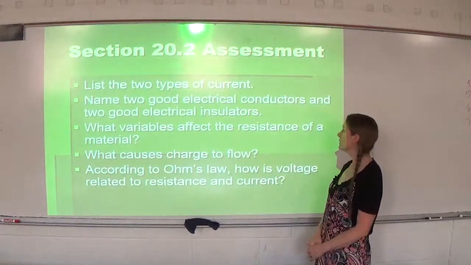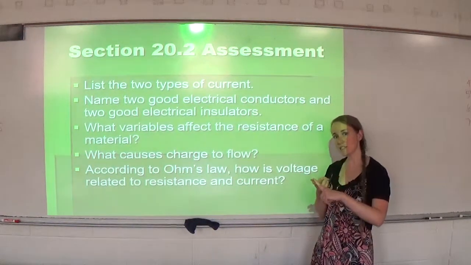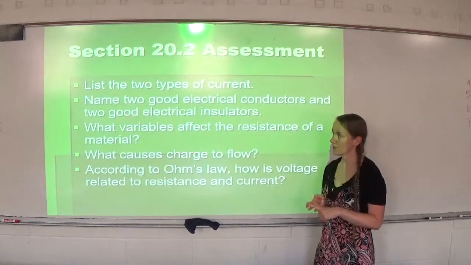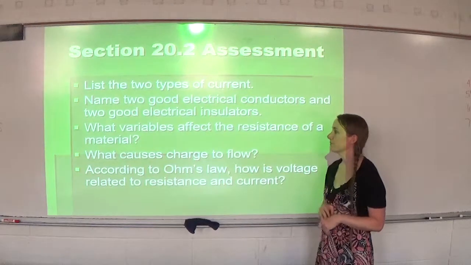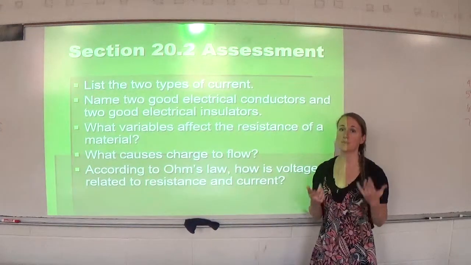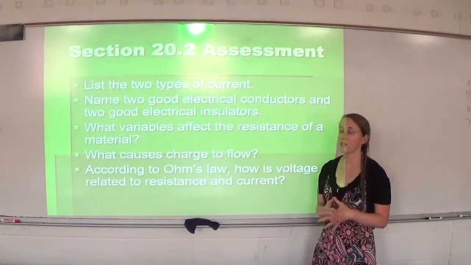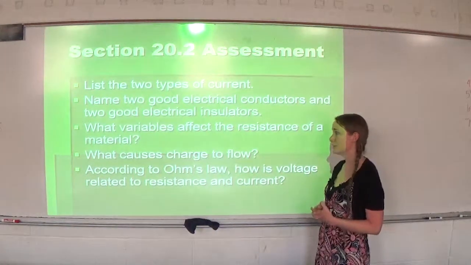So what variables affect the resistance of a material? Well, it's the length, the thickness, and the temperature. What causes charge to flow? A difference in potential energy. It's called potential difference.